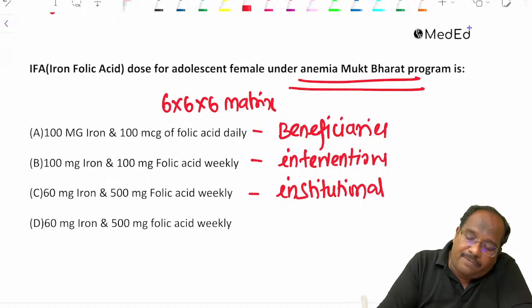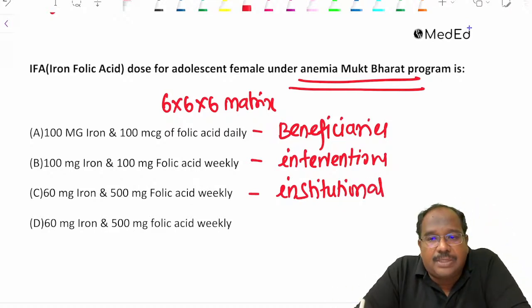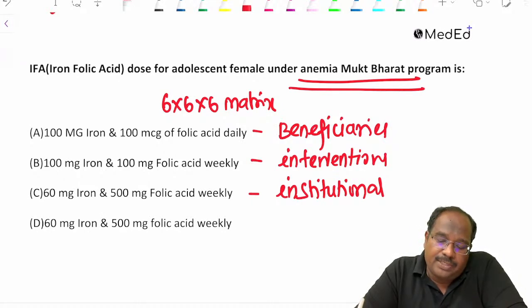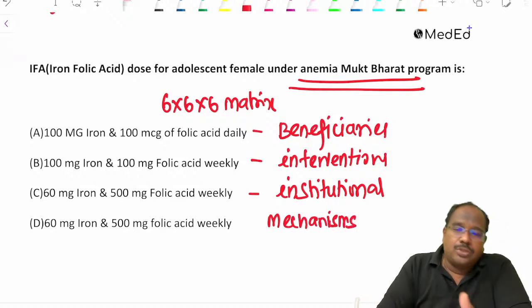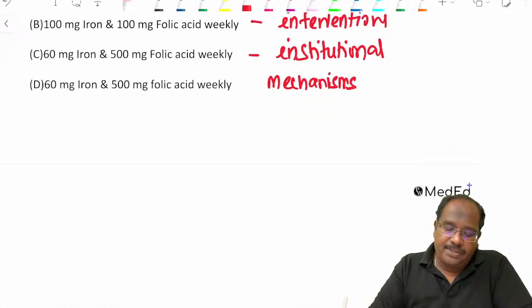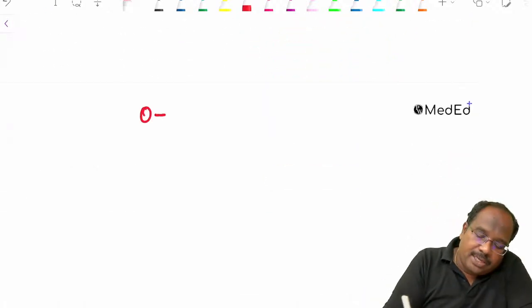So who are all the beneficiaries? The 6 beneficiaries, 6 interventions, 6 institutional mechanisms. Who are all the beneficiaries? The beneficiaries are from 6 months to 5 years actually.